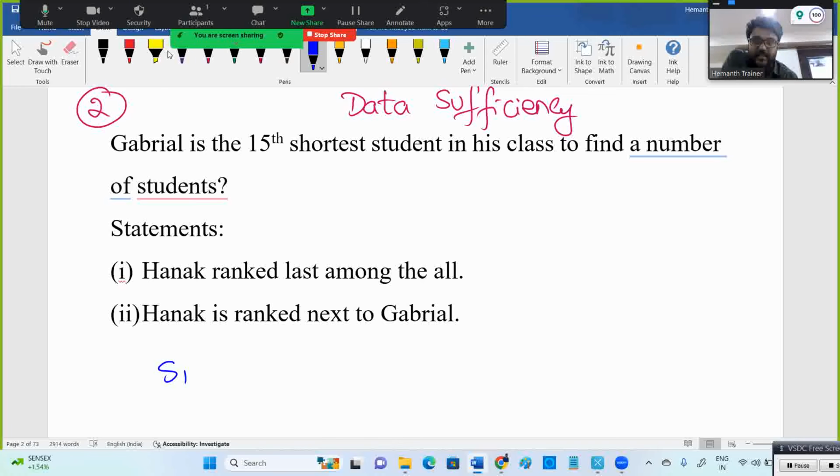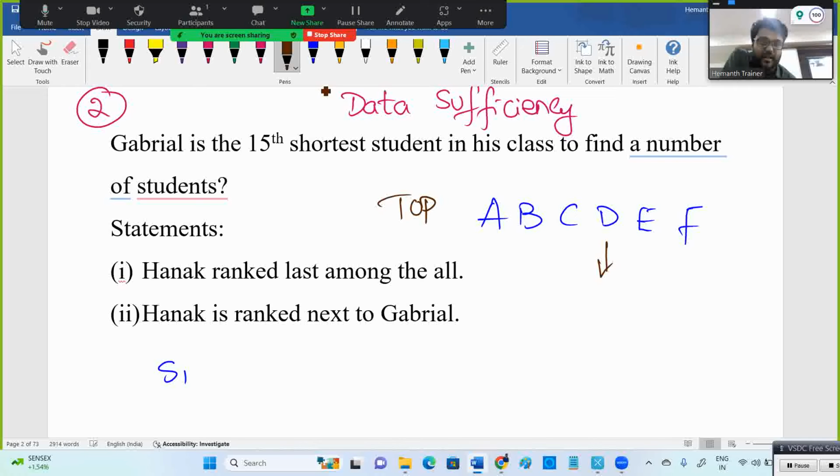I mean to convey that, suppose I have A, B, C, D, E, F, right? How many people are here? Total 6. Let's see what is D's position from this end. This is top, let us say this is bottom, or left and right end, or you can say top, tallest and shortest. D's position is fourth from top, and from bottom third. Third from bottom, not second.